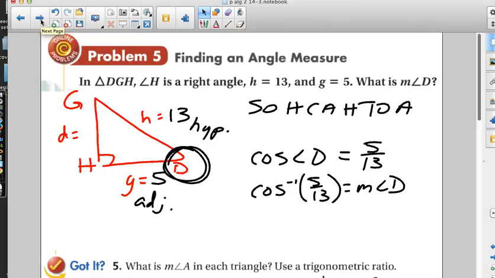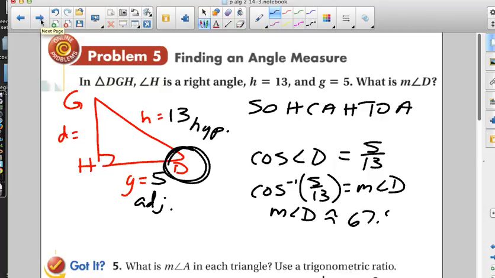Inverse cosine of 5/13. There it is, so about 67.4 degrees. Measure of angle D, approximately 67.4 degrees.